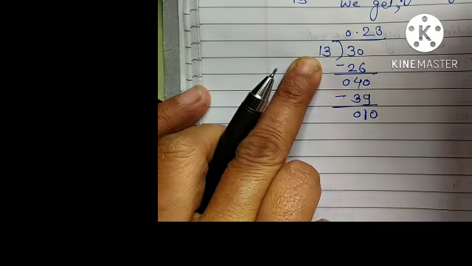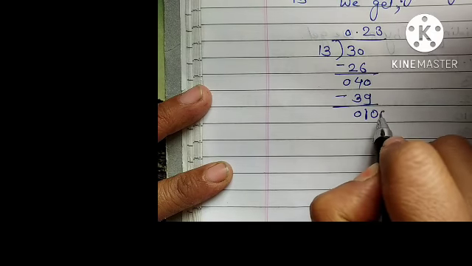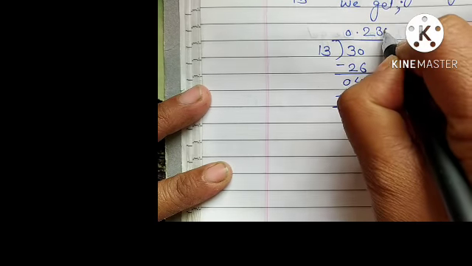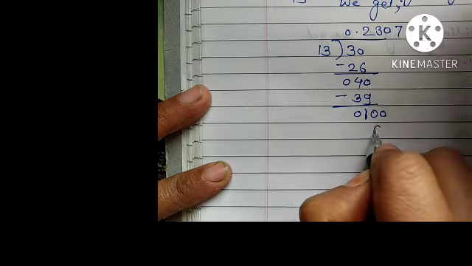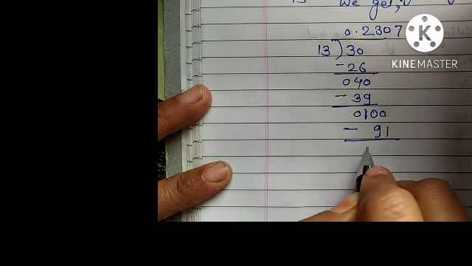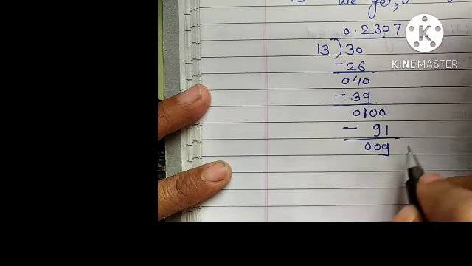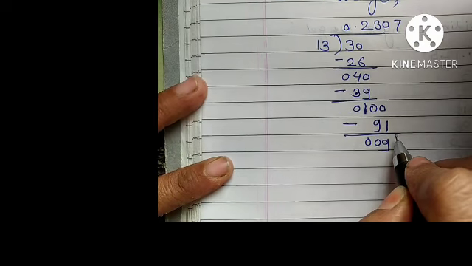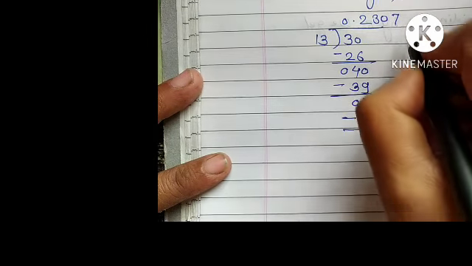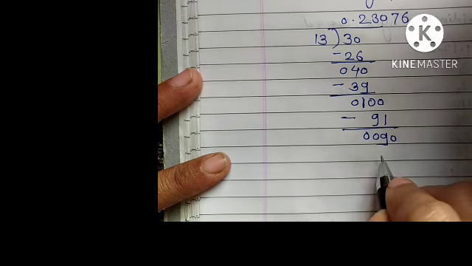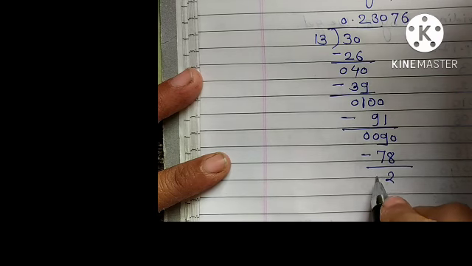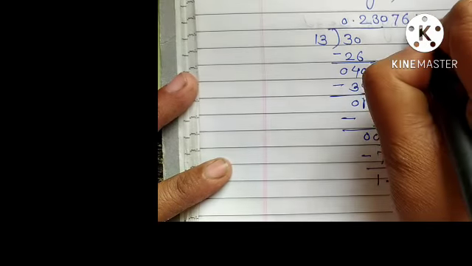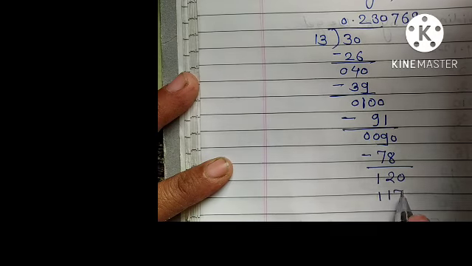Again 10 is smaller than 13, therefore one more 0 we have to put in front of 10, and here we write 0. Now 100. 13 7s are 91. Now the remainder will become 9. Then 90. 13 6s are 78. Remainder will become 12. Now 13 9s are 117, remainder will become 3.